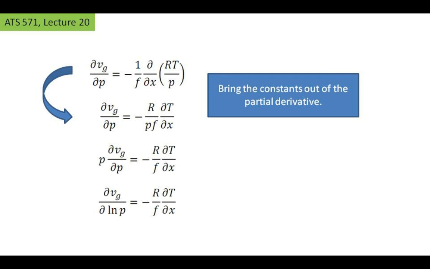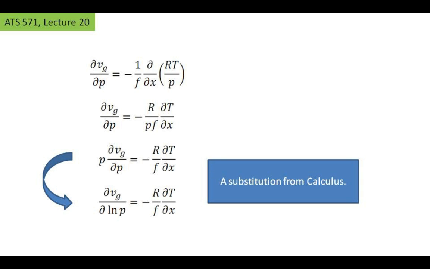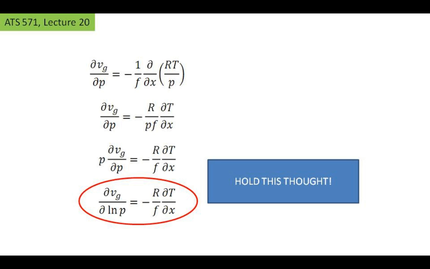I'm going to move the things inside of that partial x that are constants out of the derivative, leaving me with just partial T, partial x, the temperature gradient in the x direction. I'm going to move that p to the left-hand side of the equation by multiplying by p. And then again, this is that same substitution from calculus, where we took p over dp and changed that to 1 over partial log p. That's just a little substitution from calc. If you don't remember it, it's not the end of the world. And we have another form of the equation here. Again, hold this equation in your mind, because we've got a change in the geostrophic wind with respect to pressure.